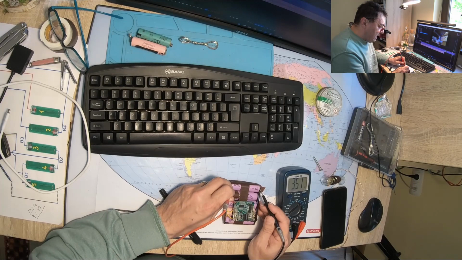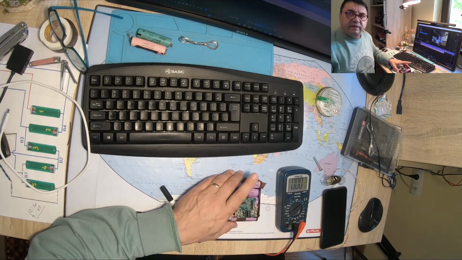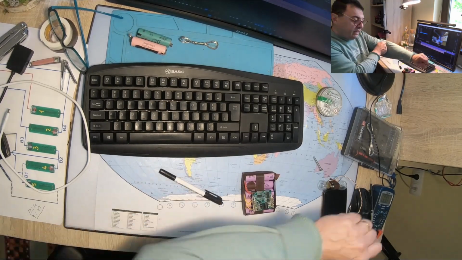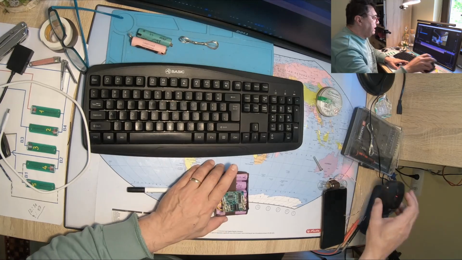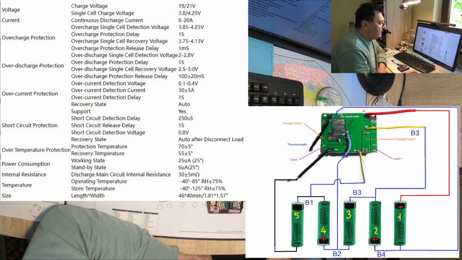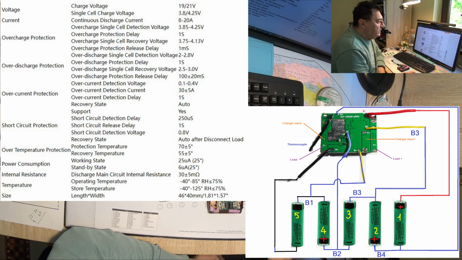Number 1, it's under 3.6. Well, like I said before, this is just an experiment. This is not the final cells which will be in the pack, of course. Let me see about their advertising. Charge voltage, yeah, 21 volts, like I said. We have a maximum of 4.25 volts per cell. That's perfect. Continuous discharge current, 8 to 20 amps.